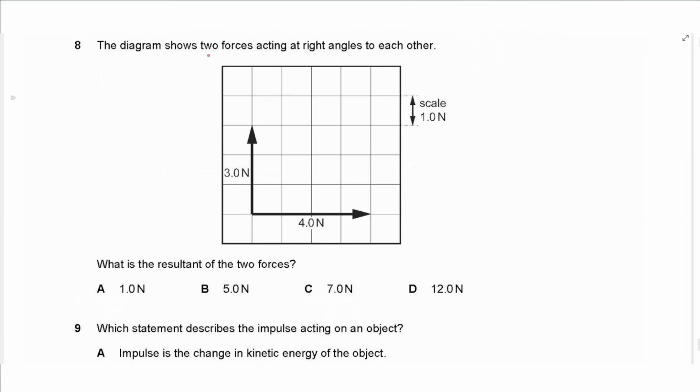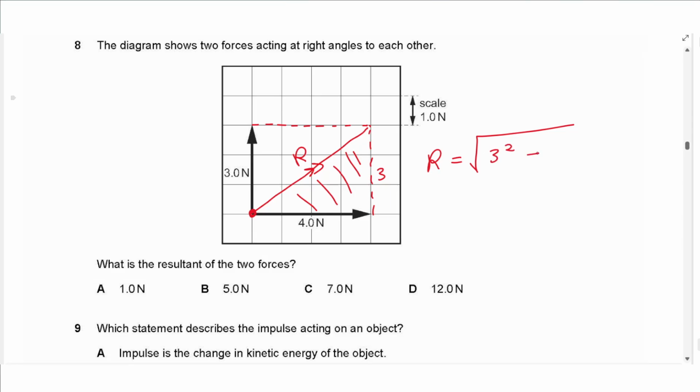Question 8 says the diagram shows two forces acting at right angles to each other. What is the resultant of the two forces? Since the forces are drawn tail to tail, we need to close a parallelogram and then draw the diagonal. Drawing this diagonal, it would create a right angle triangle with two sides 4 and 3, and the resultant is equal to the hypotenuse. Using Pythagoras theorem, the resultant is equal to the square root of 3 squared plus 4 squared. This gives an answer of 5 newtons. So the answer is B.